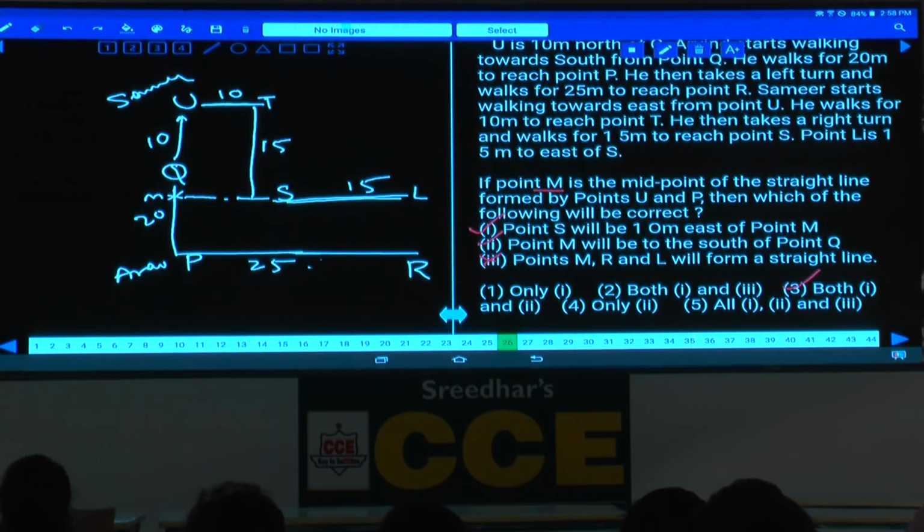Then 27. Now in question number 27, what is the information given here?